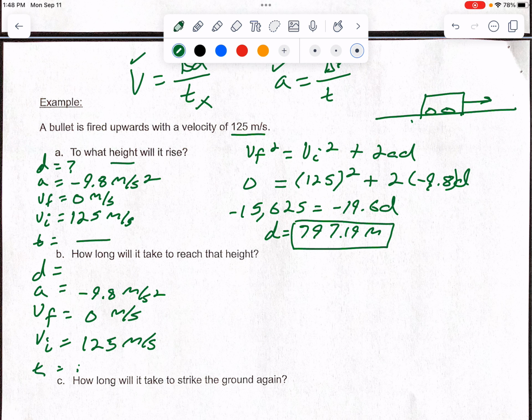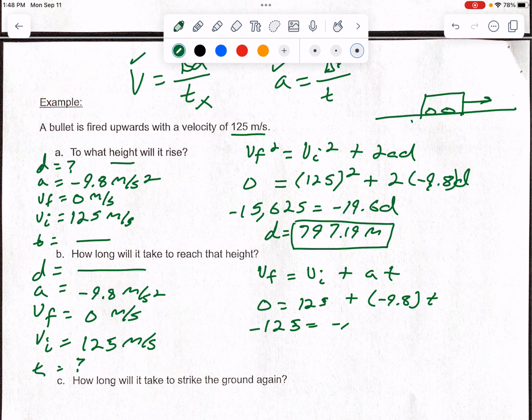So we're looking for time now, so that means we don't care about distance. So that's where our line's going to go. We're going to use equation number 1, so VF equals VI plus AT. VF is 0, VI is 125, plus A, which is negative 9.8, times T. I would bring that 125 over to the left side, which makes it negative. Negative 125 equals negative 9.8 T. Divide both sides by negative 9.8, and you get a time of 12.76 seconds.